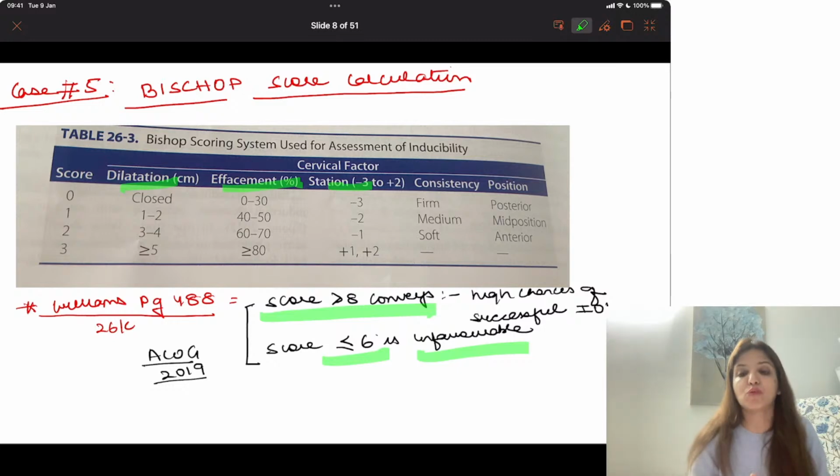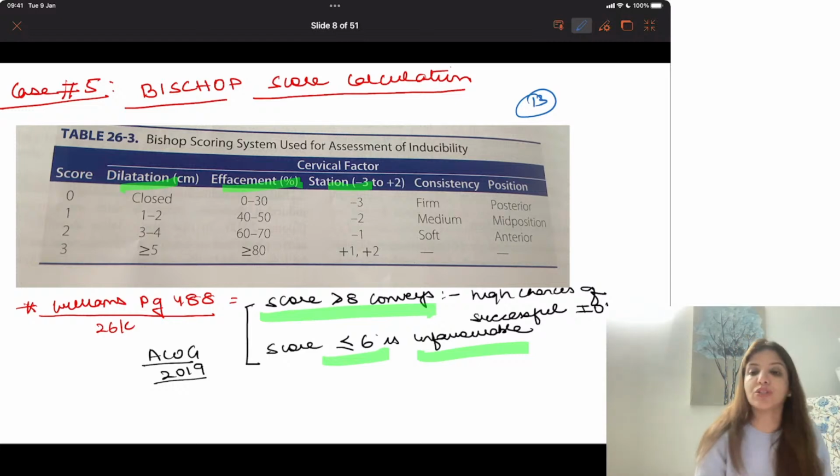So overall Bishop score maximum can be 13, right? This is the normal Bishop score. Now then there is a modified Bishop score. In modified Bishop score, effacement has been replaced by length. So calculation of Bishop score is very, very important. This is a very important table for the upcoming INICET exam.